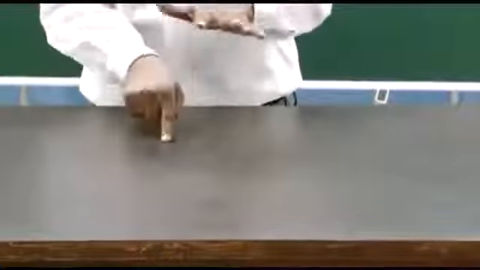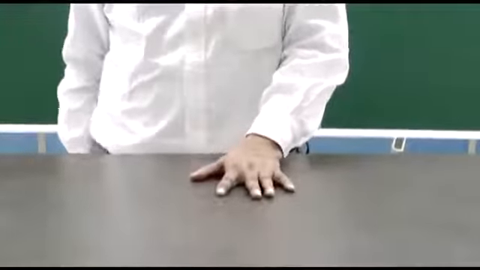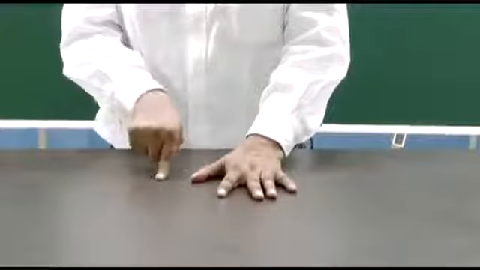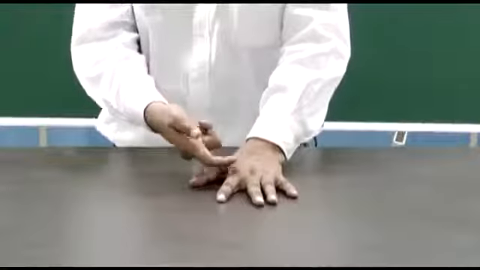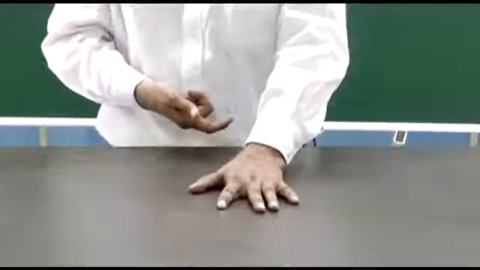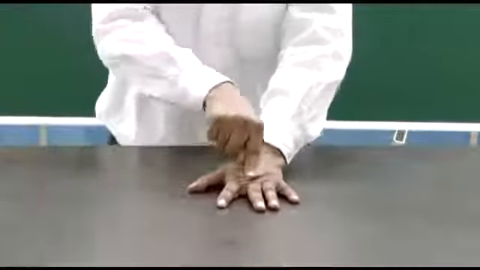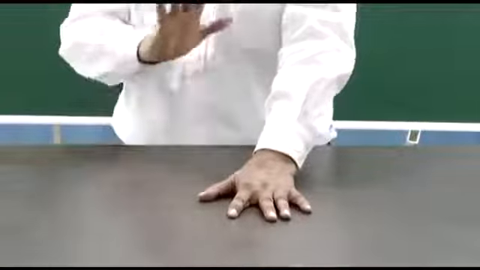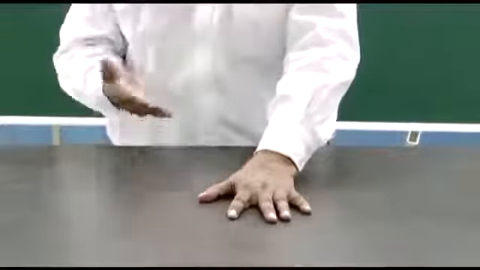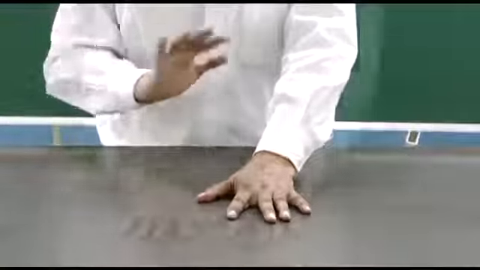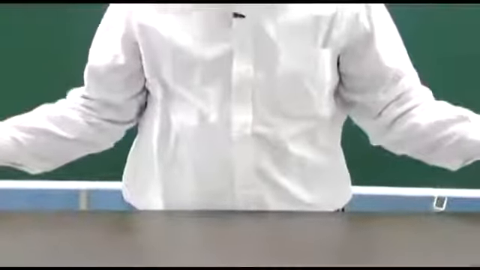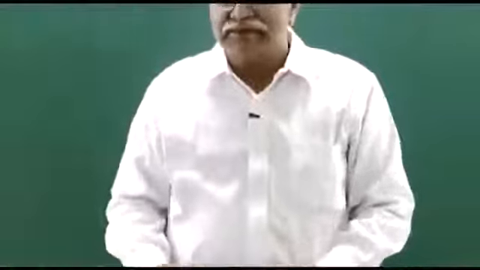So the two surfaces are in contact, this surface here and this surface here, and as I move my hand, the surface of the table exerts a force on my hand in the backward direction, and the hand exerts a force on the table in the forward direction. So this is the frictional force which opposes relative slipping. Any two things, when they are in contact, they can exert this kind of friction.